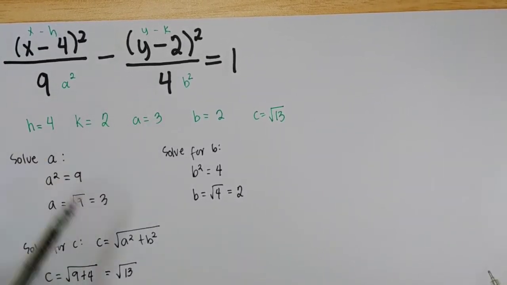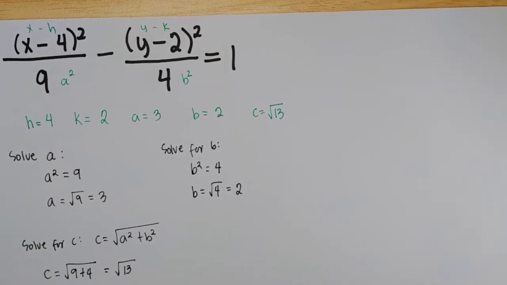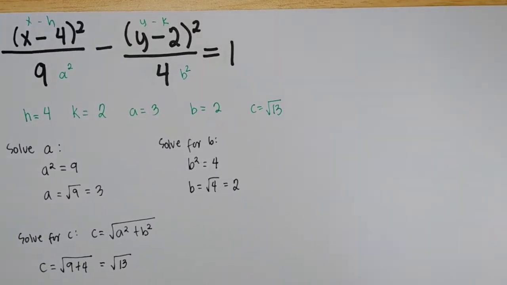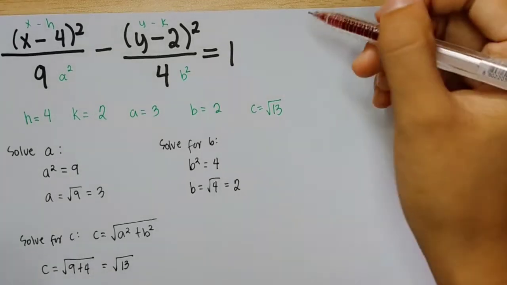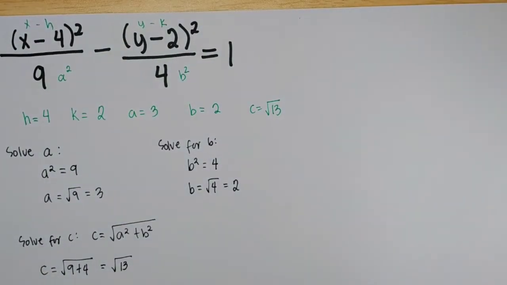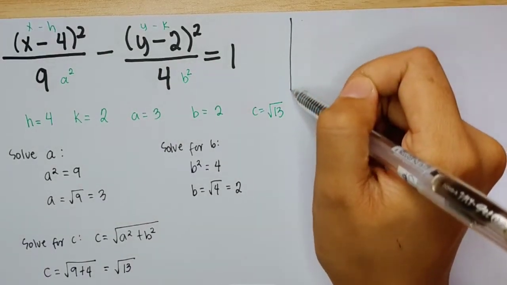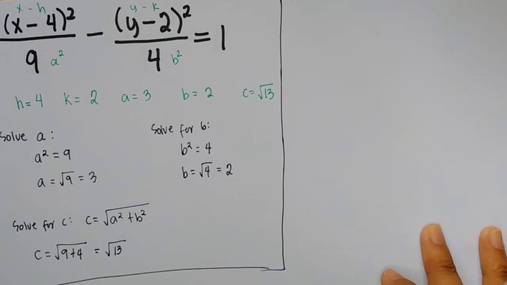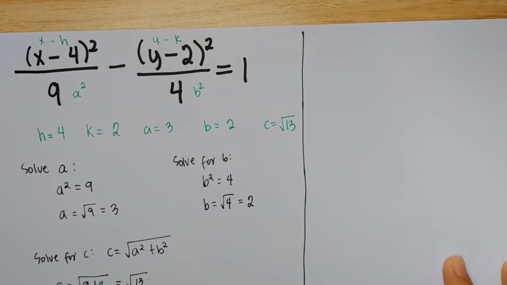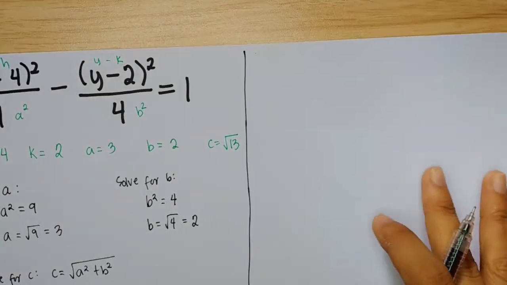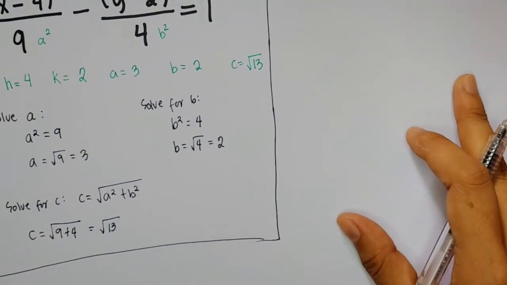With these givens, let's find the properties. What do we need to find? We have here our center. Let's box this first. What is our center?